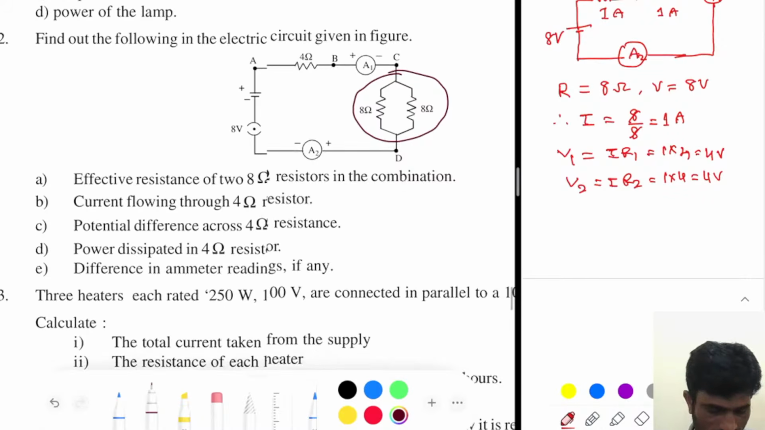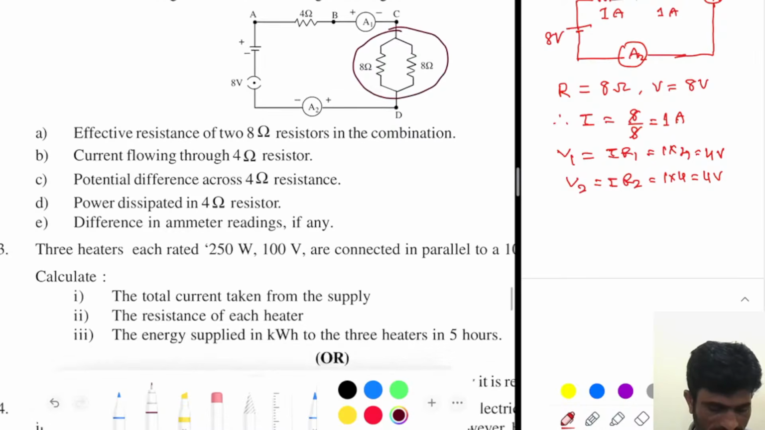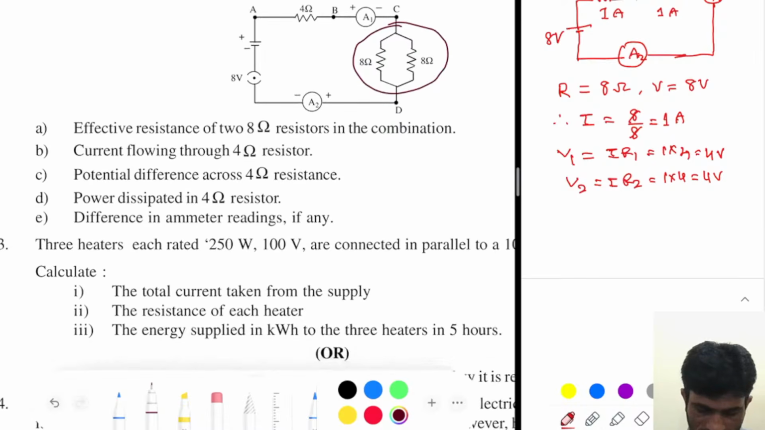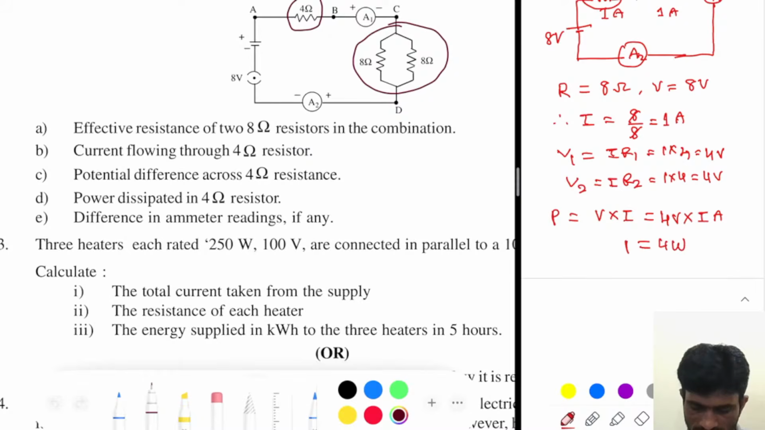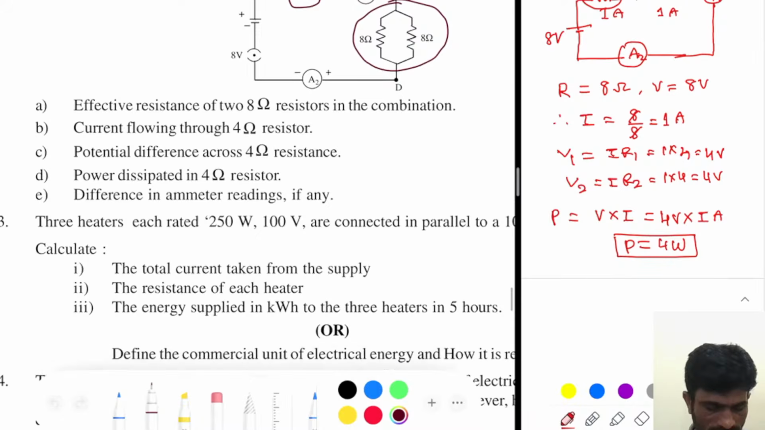Second question. Power dissipated in 4 ohms resistance means first case. Here, what is the power dissipated? Power is equal to what I said formula. Power is equal to V into I. We know V is 4. V is 4 volts across 4 ohms resistance. And current is 1 ampere. So what is the power? 4 into 1, 4 watt. Power across 4 ohms resistance is 4 watt.